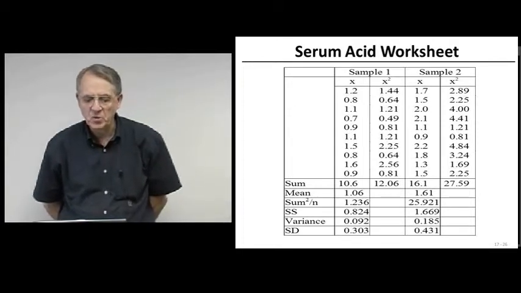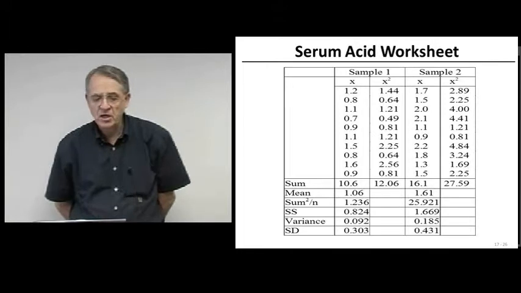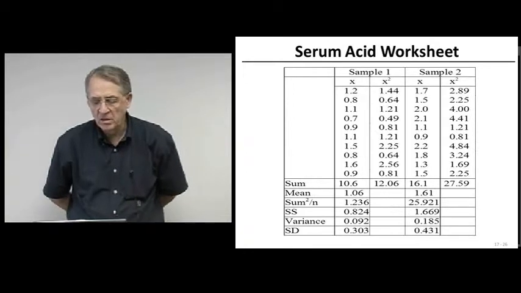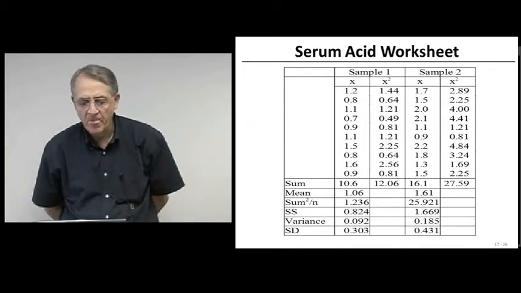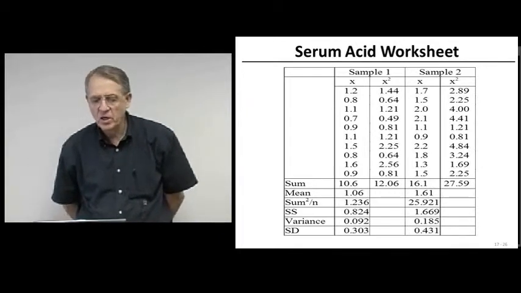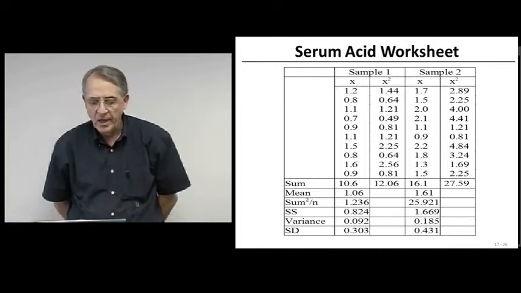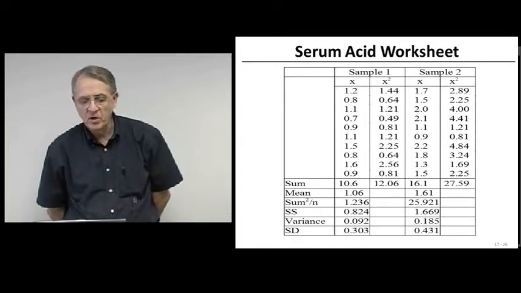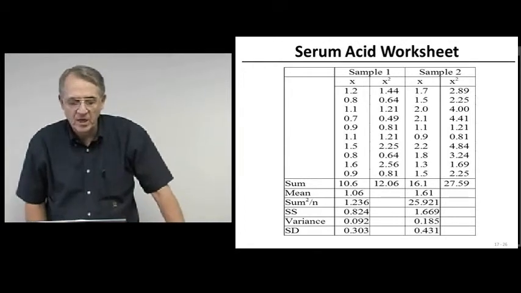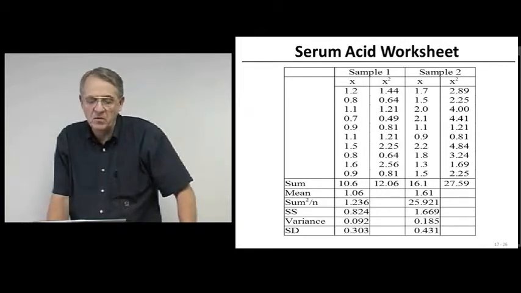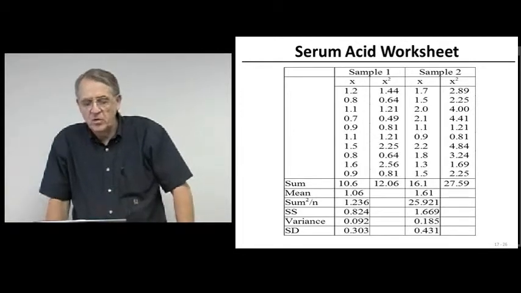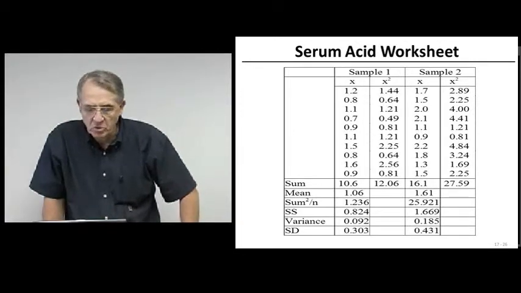I've done this in a spreadsheet, and I would actually encourage you to create this spreadsheet on your own, just to make sure that you can do it. If you do that, you end up with the x's and the x squareds for sample 1 and sample 2, and you end up with the sum of 10.6 and the mean of 1.06 for sample 1. You can calculate the sum squared divided by n, which is 10.6 squared divided by 10, which is 11.36 for sample 1, and you can go through a similar exercise for sample 2.